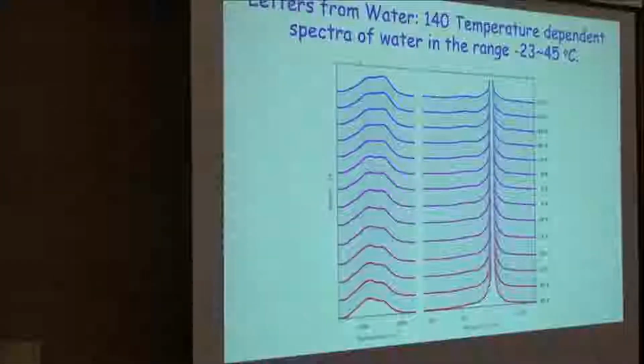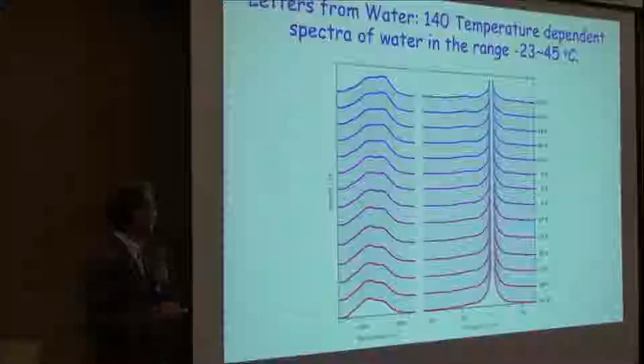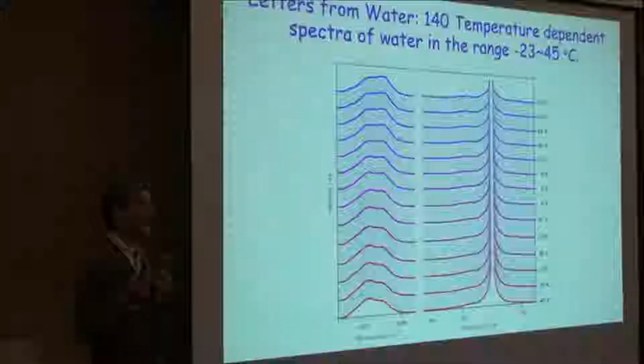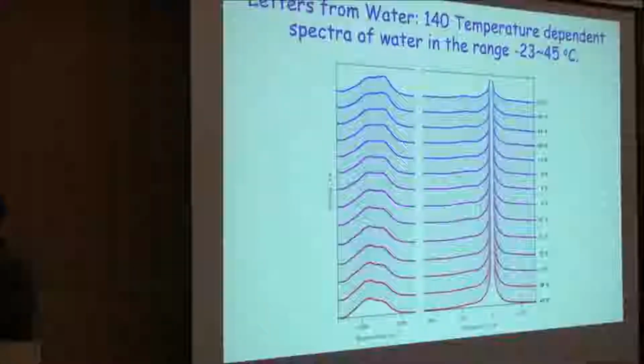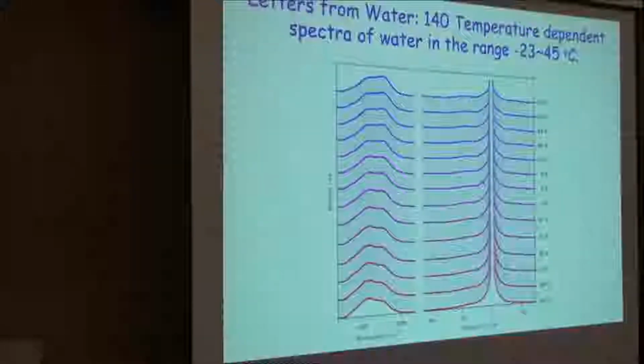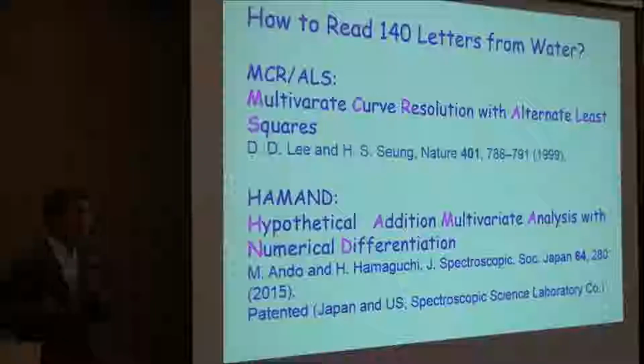Then we got this nice 140 temperature-dependent Raman spectra in the range of minus 23 to 45 degrees. This is just an ordinary thing, but we did the experiment very carefully. How do we analyze that? The first one, we use two chemometrics methods.